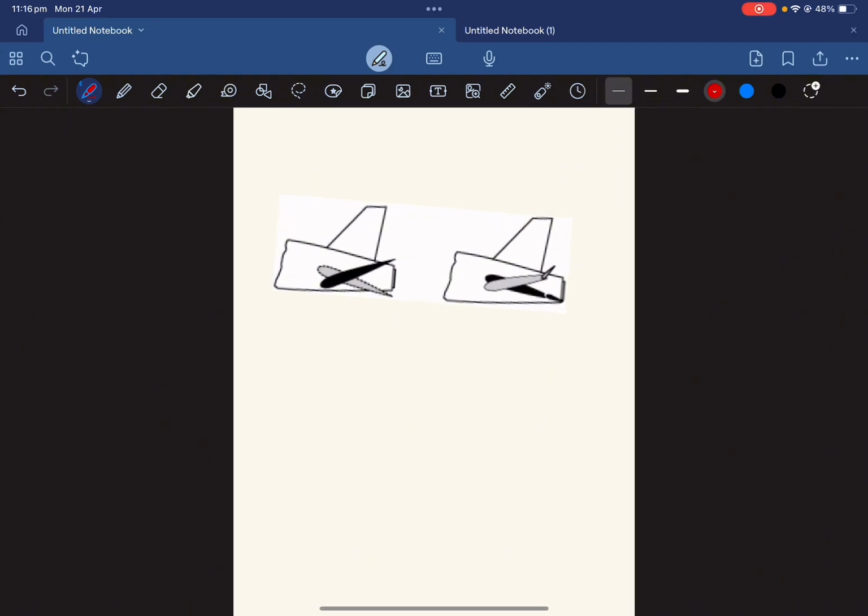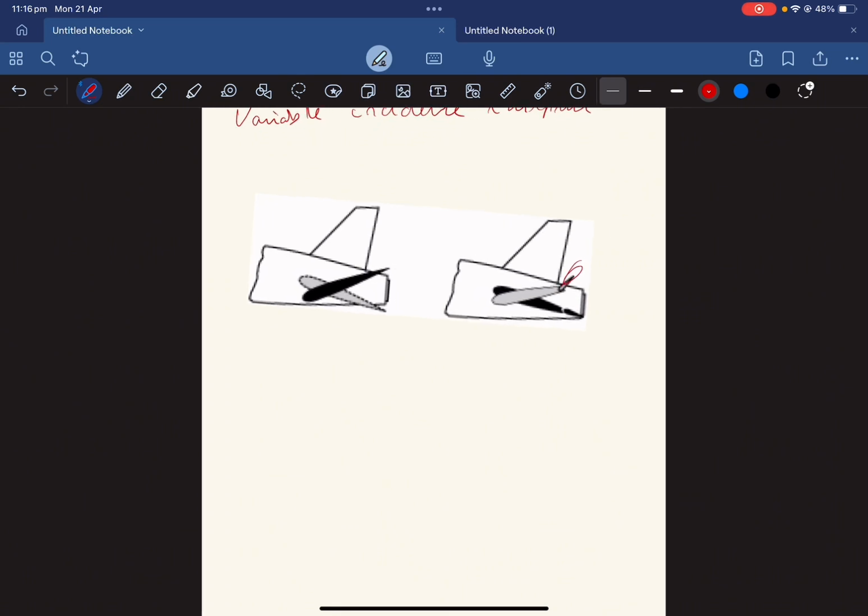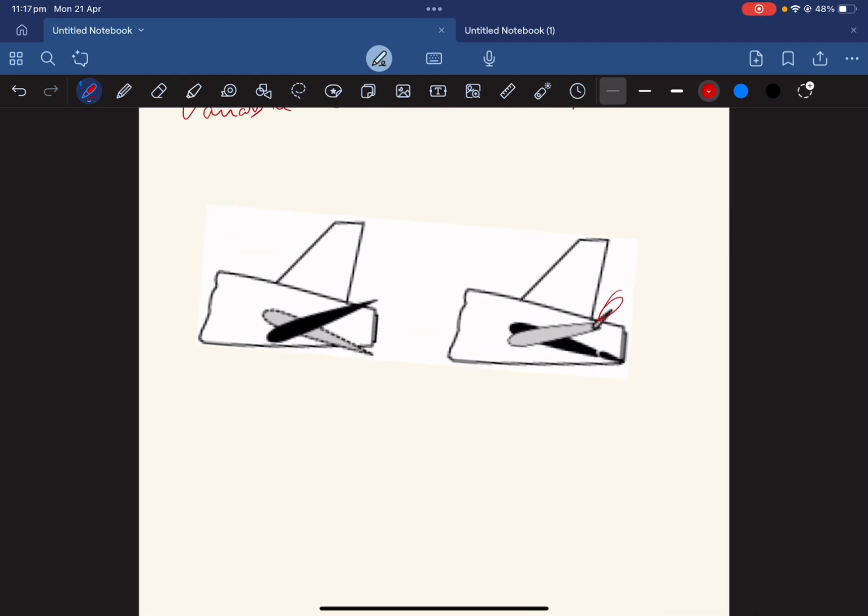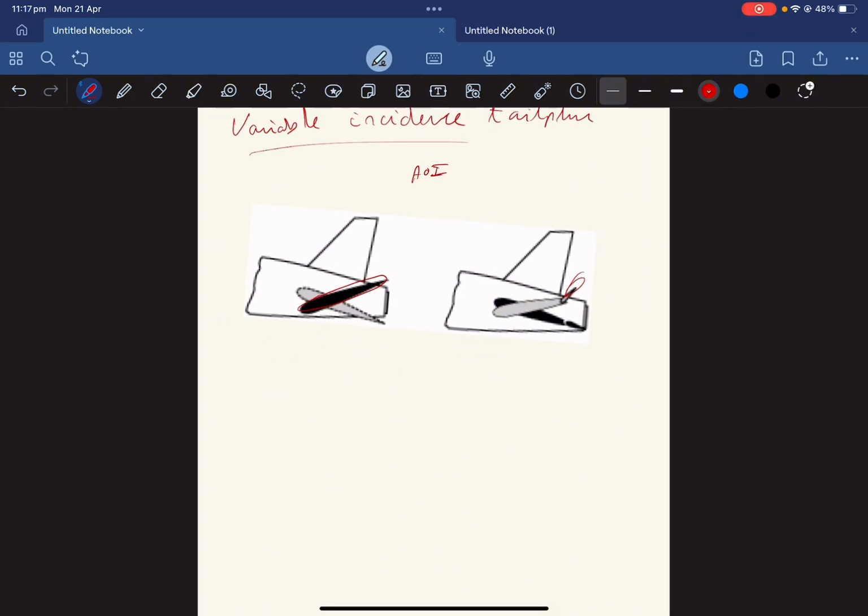There's one more topic that I want to cover, that is variable incidence tailplane. For the bigger jets and the faster jets, it's not easy for the trim tab alone to reduce the stick forces, right? Because how much could this small tab do? So in the case of bigger jets, the entire tailplane can move and change its angle of incidence, which helps you reduce your stick forces. This was one important topic that I wanted to cover with you guys.